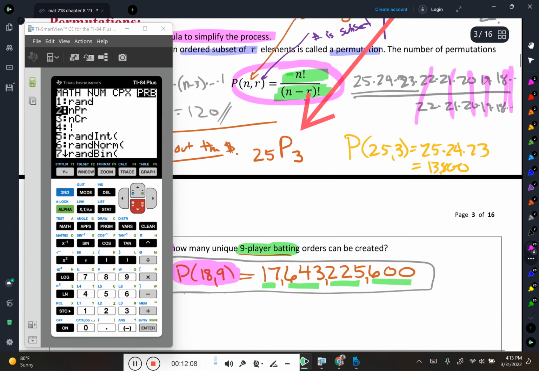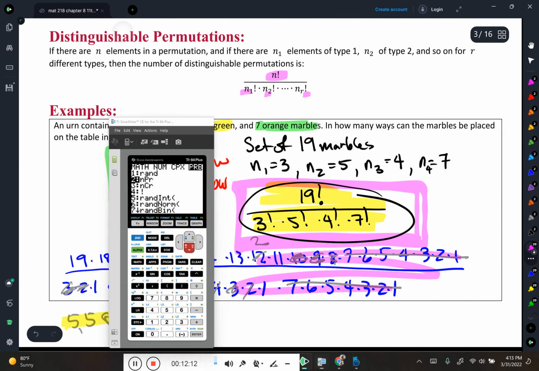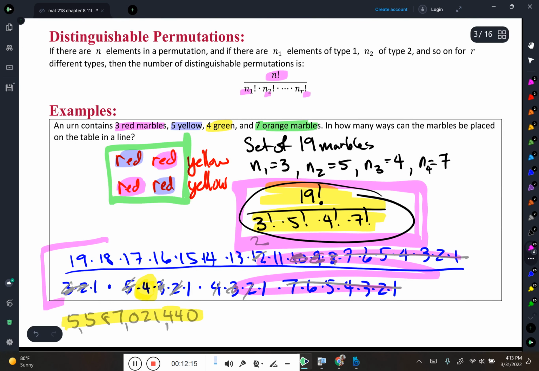Same thing with the distinguishable. Now, even though there's a formula and you can try to do these things by hand, I don't recommend it. I highly recommend just taking the formula, sticking it in the calculator and grinding it out that way.